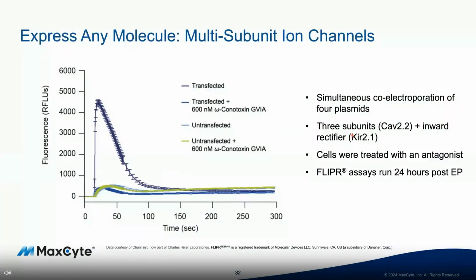and then you can see the reconstitution of the ion channel by this fluorescence signal. If you add an antagonist, the antagonist can inhibit the signal of the ion channel. So this data is just to demonstrate that multiple plasmids can be introduced to reconstitute ion channel function, and you can use it for drug screening as well.